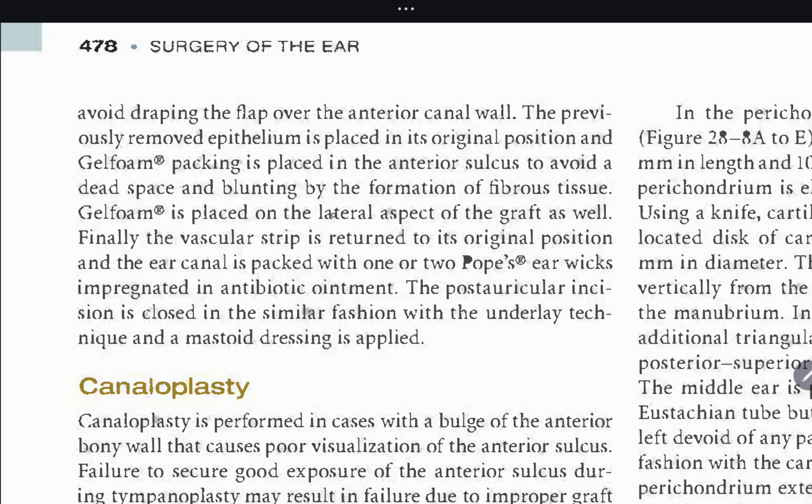Gel foam is placed on the lateral aspect of the graft as well. Finally, the vascular strip is returned to its original position and the ear canal is packed with one or two Pope ear wicks impregnated in antibiotic ointment. The post-auricular incision is closed in a similar fashion to the underlay technique and a mastoid dressing is applied.